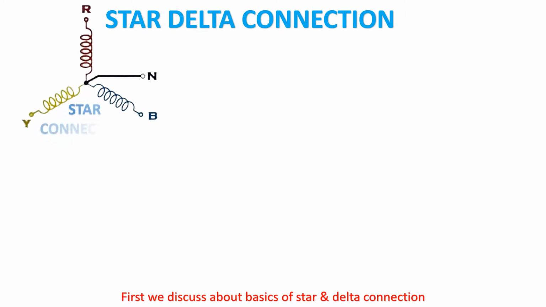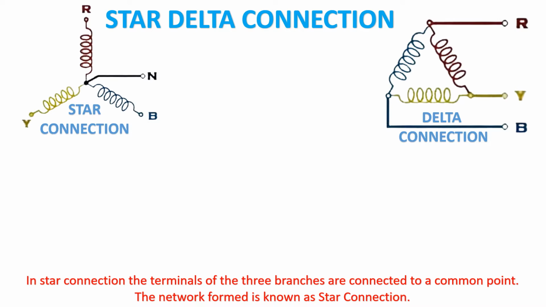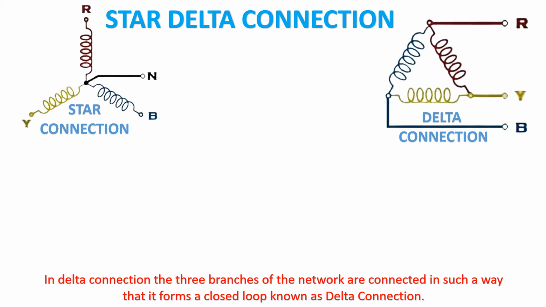Star connection. Delta connection. In star connection the terminals of the three branches are connected to a common point. The network formed is known as star connection. In delta connection the three branches of the network are connected in such a way that it forms a closed loop, known as delta connection.